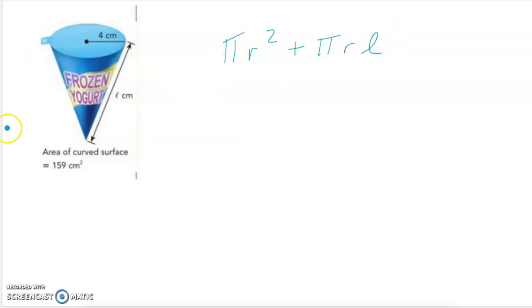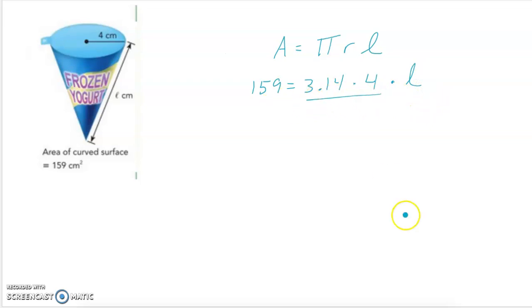So what I'm going to do is I'm going to get rid of this part, because I don't know anything about the circular base. I'm just dealing with the curved surface. So I know the area of the curved surface is equal to pi rl. So let's fill in what we know. We know the area is 159 is equal to 3.14 times the radius we know is 4 times L, which we don't know. So let's do this part. Let's do 3.14 times 4 is going to be 12.56.